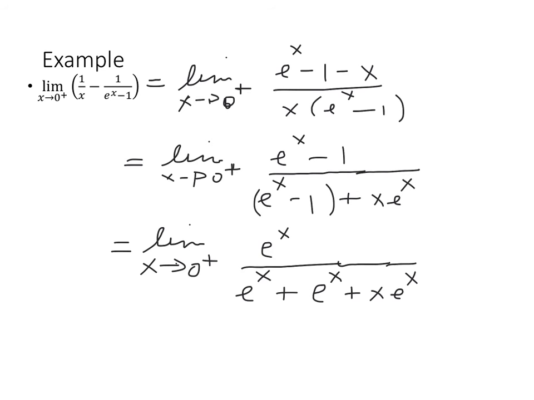And now we see what has happened at the end of the day. Well, the top, as x goes to 0, will go to e to the 0, which is 1. And on the bottom, we get e to the 0 plus e to the 0, which is going to be 2. 1 plus 1, or 2. X e to the x is going to tend to 0. And so the bottom altogether is 2. And so the final value of the limit here is 1/2.